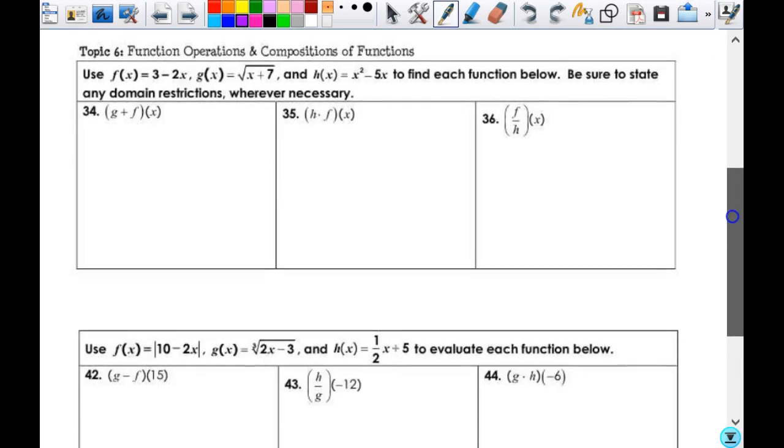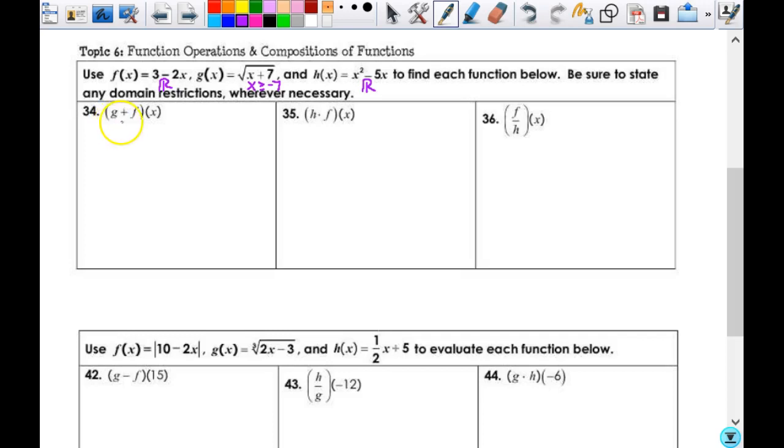Okay, function operations. So we have to state our domain, and we have to add, subtract, multiply, divide, whatever they're asking us to do here. So I need to look at each of these domains to begin with. The domain of this, it's a line, it's all real numbers. This domain is not all real numbers because what's underneath here has to be greater than or equal to 0, which means x has to be greater than or equal to negative 7. And then here, this again is all real numbers. So remember, when you're adding, subtracting, multiplying, or dividing, your domain is the intersection of the domains of the two functions that you're combining. So we have to keep that in mind.